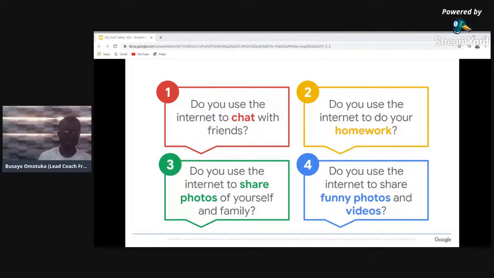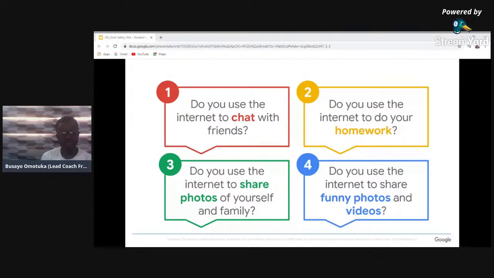So we can ask them, do you use the internet to chat with friends? Do you use the internet to do your homework? Do you use the internet to share photos of yourself and family? Do you use the internet to share funny photos and videos? With this methodology, the students will respond and tell you how they've been using the internet. That is the strategy we can use to bring the students into the conversation.